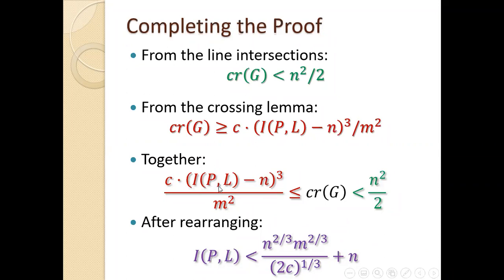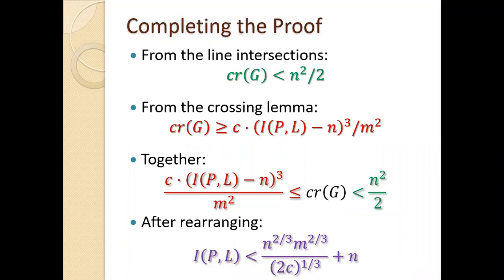I rearrange it. How do I rearrange it? The slow standard way. Multiply both sides by m squared to move m squared to the green side. Divide by c to move the c to the green side, etc. Eventually you get this. What is this? The number of incidences is at most n to the 2/3, m to the 2/3 with some constant plus something I'm not going to talk about, it doesn't matter. That's it. That's the end of the proof. We got the equation. The number of incidences is at most n to the 2/3, m to the 2/3.